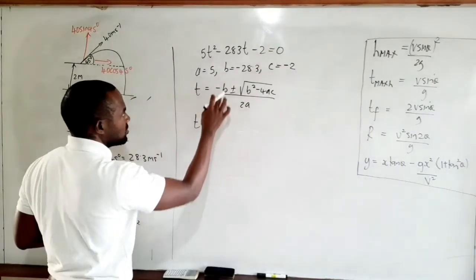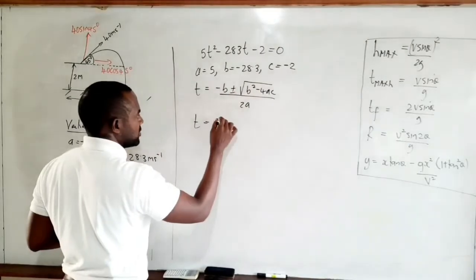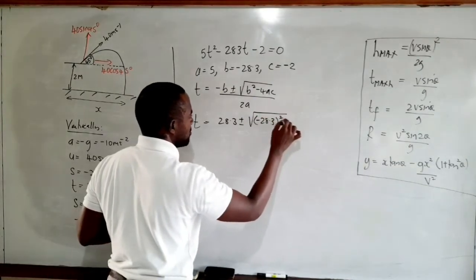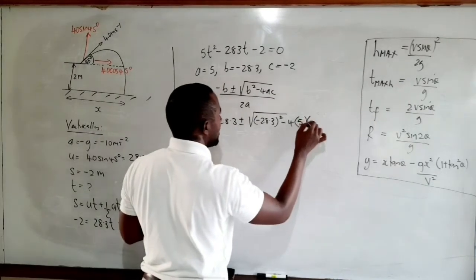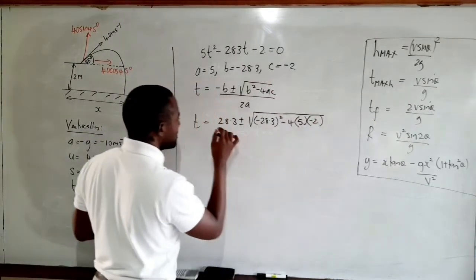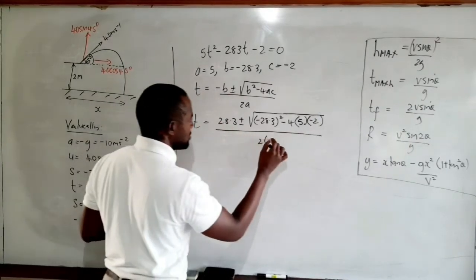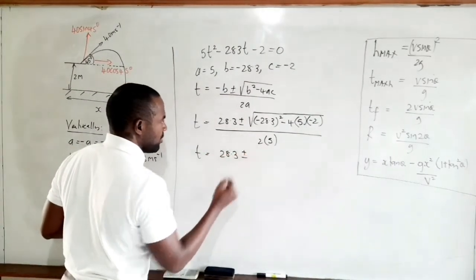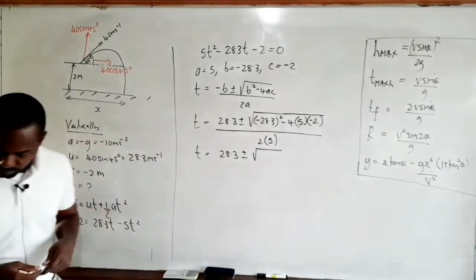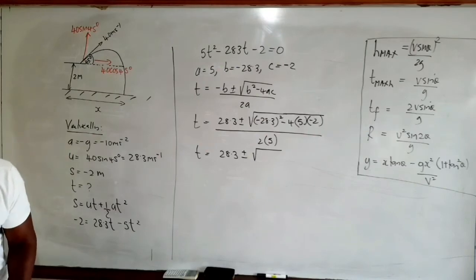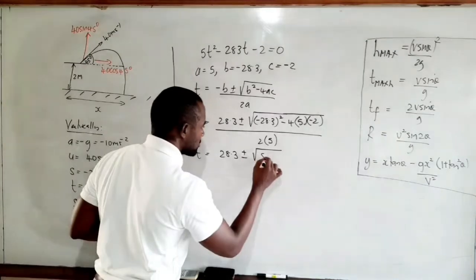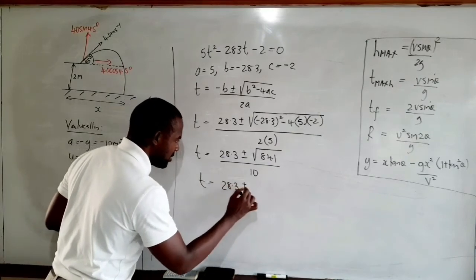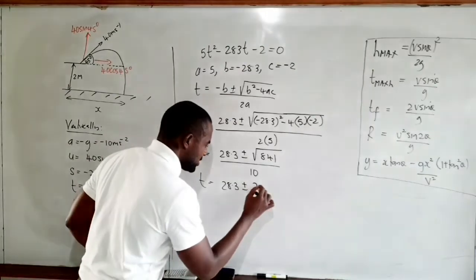Therefore t is equal to minus minus 28.3, which is 28.3, plus or minus the square root of minus 28.3 squared minus 4 times 5 times minus 2, all over 2 times a, which is 5. When you work out all of that, we get t is equal to 28.3 plus or minus the square root of 841, all over 10. And so we get t is equal to 28.3 plus or minus the square root of approximately 29.